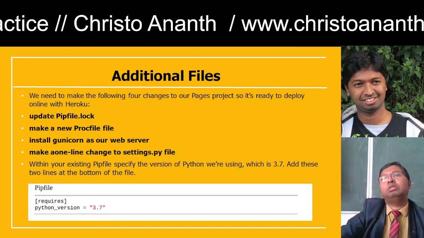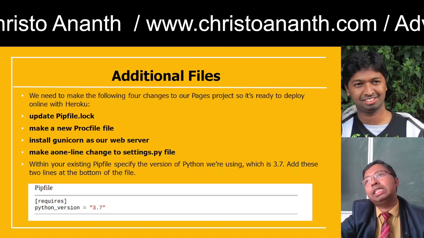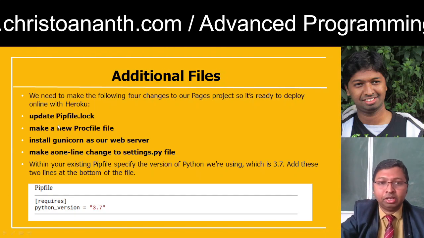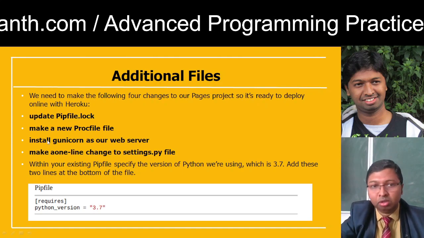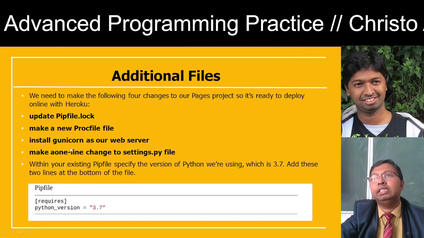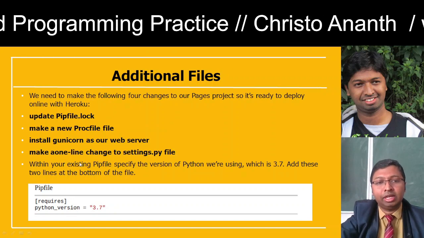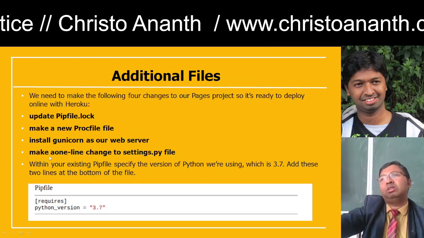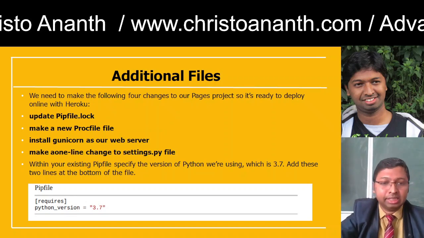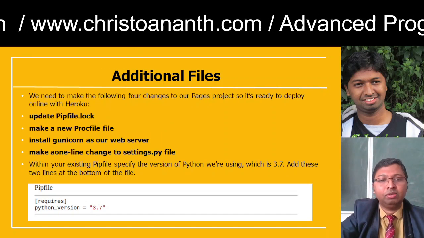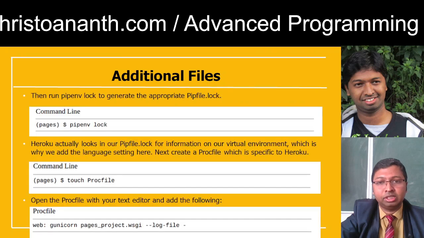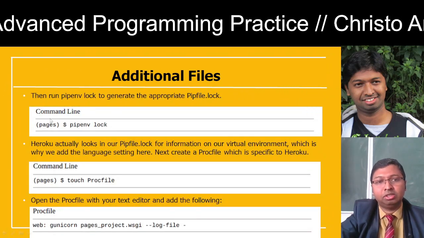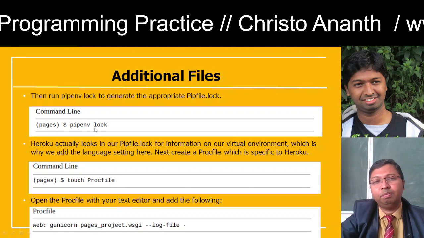After doing all this, you can go for additional files. Update the Pipfile.lock, make a new Procfile, and then install Gunicorn as the web server. You make just one line change to the settings.py file. The Pipfile requires Python version 3.7, and then you run the pipenv lock command: $ pipenv lock.